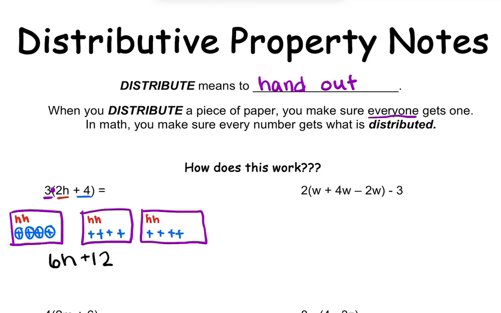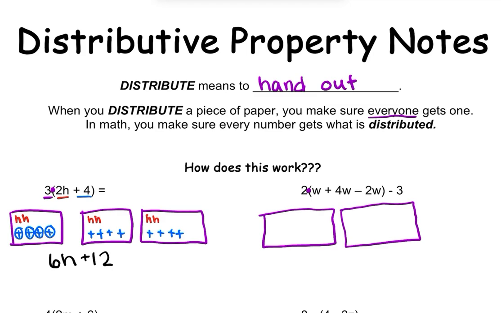So let's look at the next one. Okay, just like we had before, we have a 2 next to a parentheses, so that means to multiply. So that means I have 2 groups of everything that's inside. So I'm going to draw 2 groups. So 1 group, 2 groups.